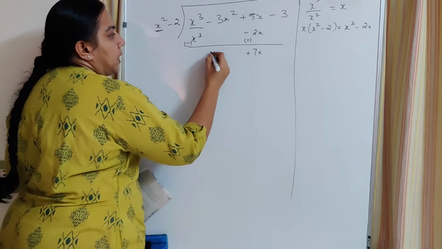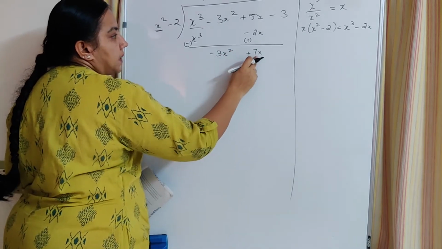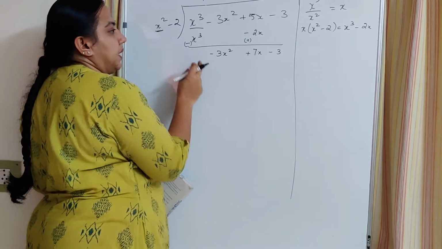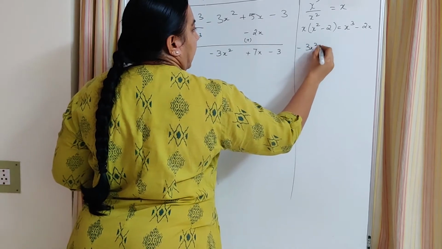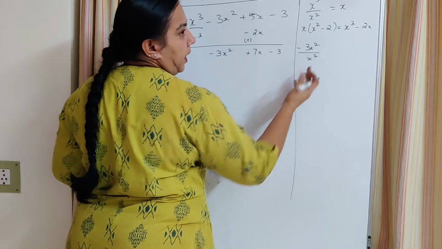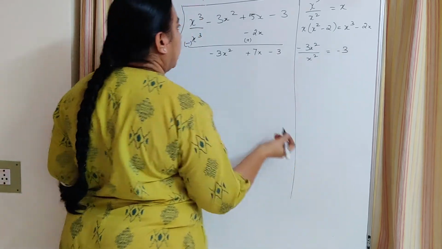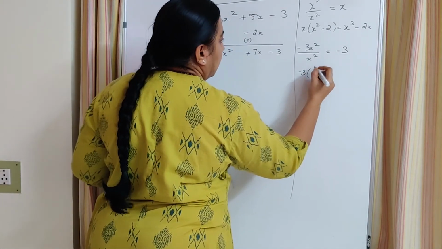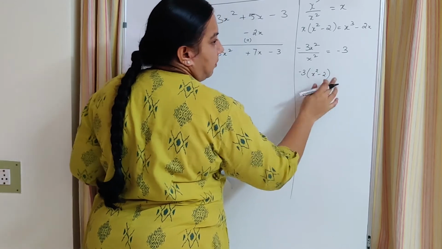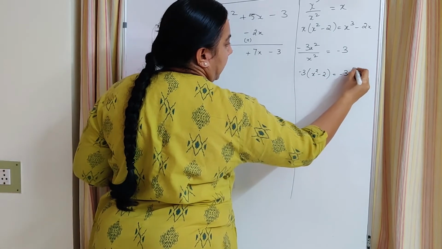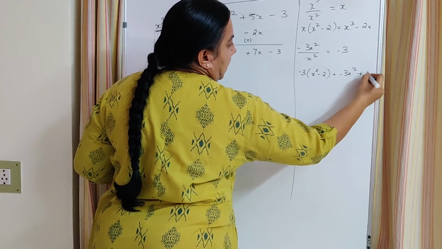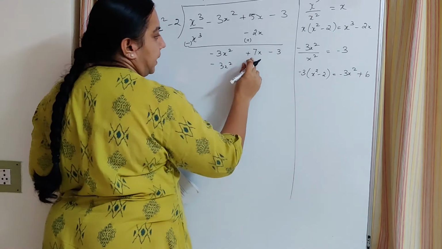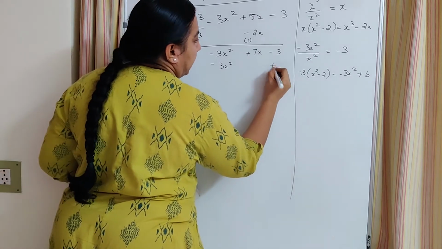Bring this term down now: minus 3x square plus 7x, and minus 3. Now take this first term and divide it again. Minus 3x square divided by x square, x square gets cancelled, the answer is minus 3. Don't forget to write this term. Then minus 3 into x square minus 2 multiplies to be minus 3x square, and minus into minus is plus, 2 threes are 6. Again write it carefully along with the degrees. Here we don't have an x term, so go below and write it below here.